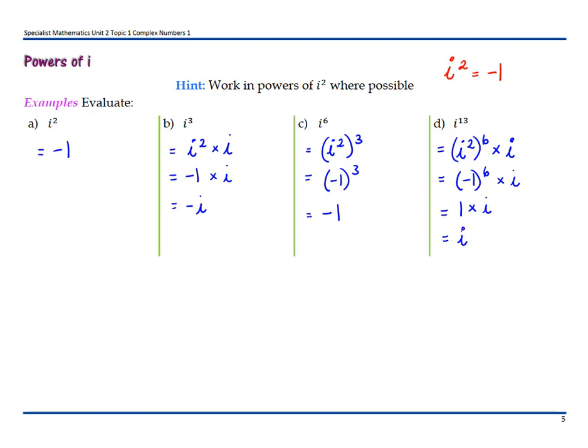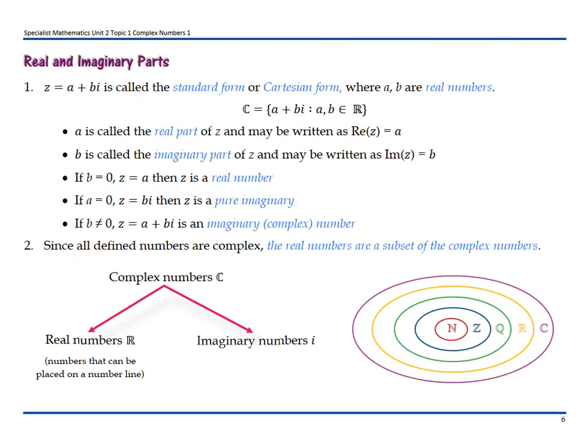Okay, so the key is, as I said, come back to powers of i squared because you know i squared is -1. A complex number has a real and an imaginary part.